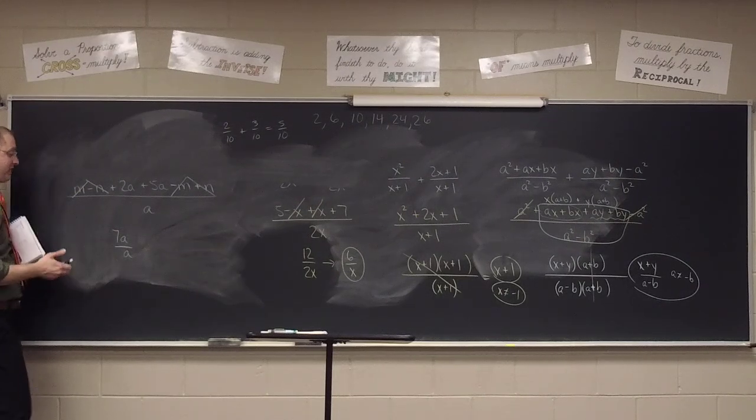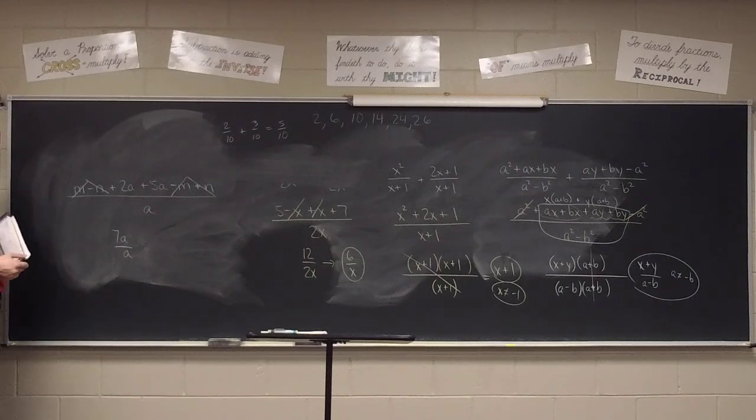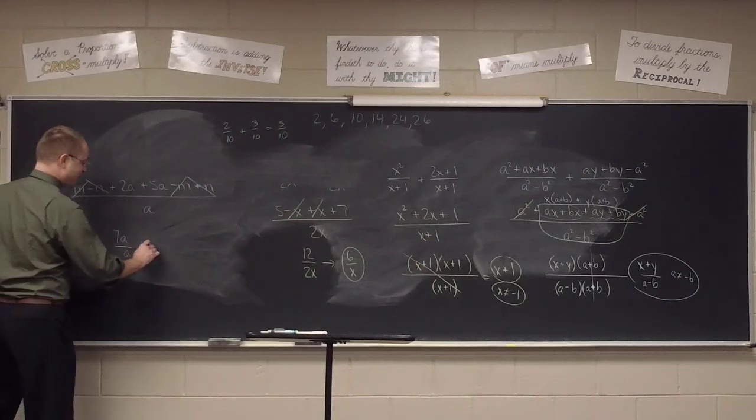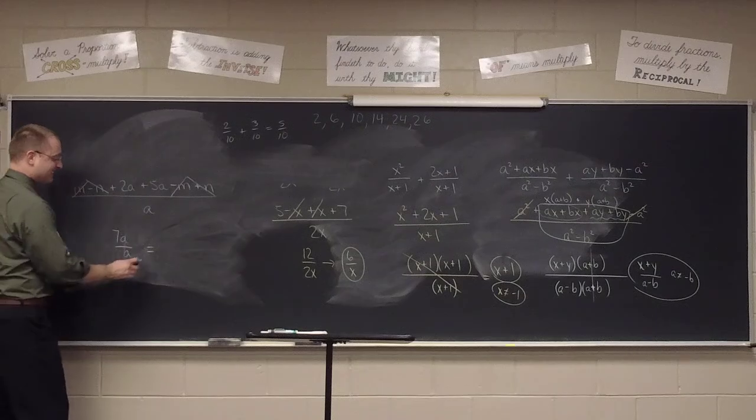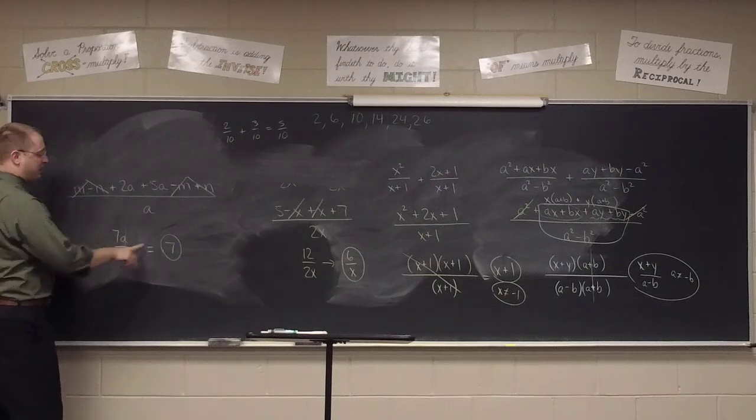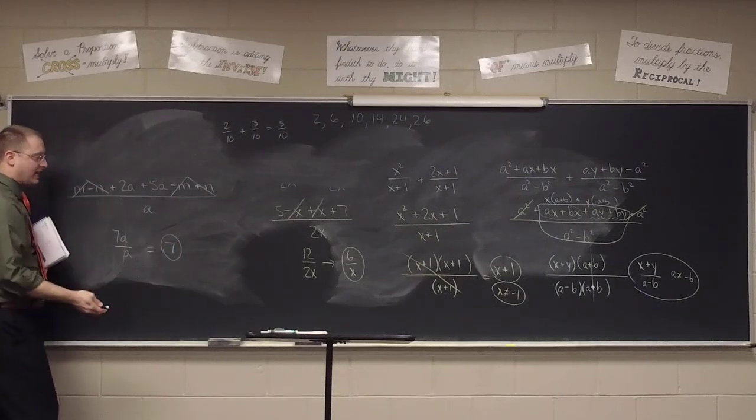So are we done? 7a over a? Maddie? Oh wait, no. Yeah. Girls to the rescue. Got to cancel the a, so we're just left with 7. And we could say that a can't be 0, but we don't really have to say it because there's not an a left over anyway.